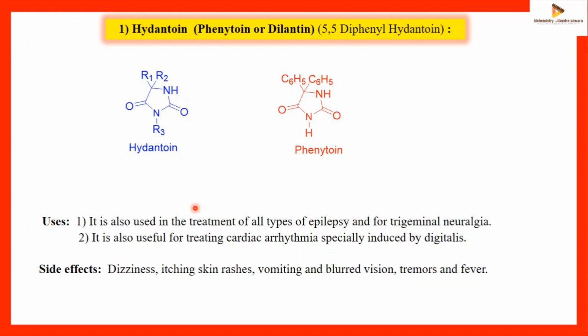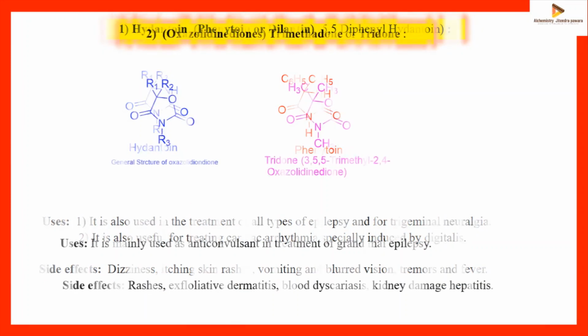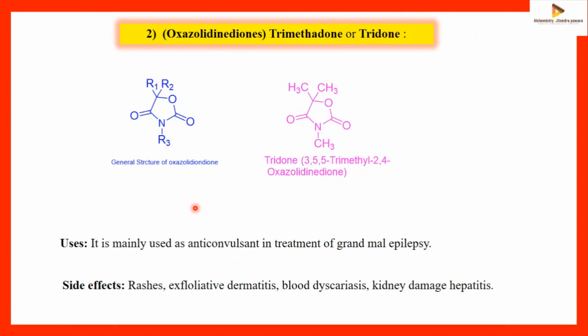Then the second class is Oxazolidinedione, and this is the chemical class. Under this chemical class, the example we are going to study is trimethadione, or Tridione. This is a derivative of oxazolidinedione. So this is the general structure of oxazolidinedione, and this is the structure of your Tridione or trimethadione.